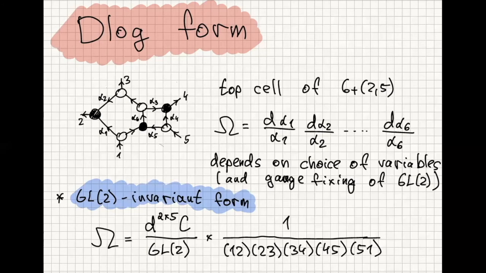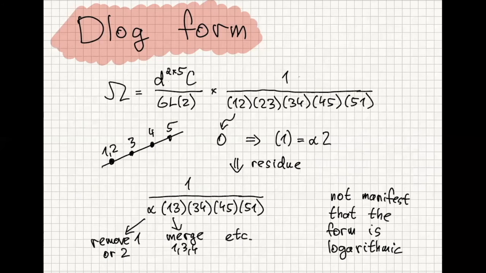We take the form over all entries of this 2x5 matrix, modulo GL2, so we are not fixing the GL2 yet. And then the form has a simple numerator, it's just one. In the denominator, you can see the product of all consecutive minors. And these minors are exactly the first boundaries of that Grassmannian cell. So sending one of the minors to zero, as we said, is merging points. We can take this form and take a residue, and then we get a form for the lower dimensional cell. And this is a very nice geometric interpretation, because looking at this form, we immediately see what the boundaries are.